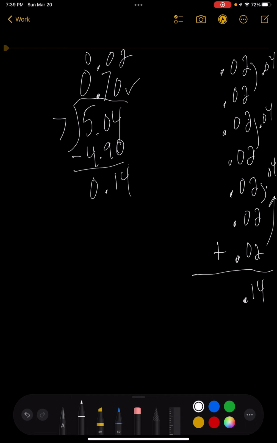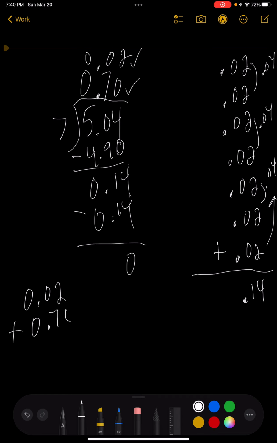Okay, guys. We made sure that if I had 7 sets of 2 100ths, it would be the 14 hundredths, which means we have nothing left over, which is nice. This means that these are the only two that we have to add. So let's do it. 0.02 plus 0.70.